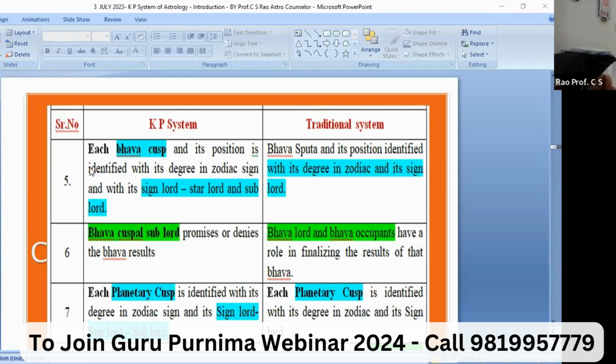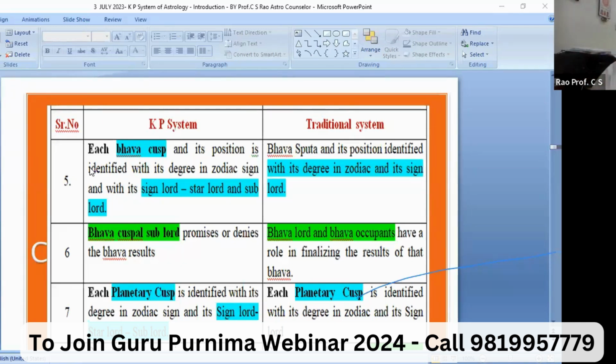So in the traditional system, we see the occupant, the Bhava Lord, Bhava Bala, Bhavat Bhava, Bhava Occupant Bala, Bhava Adipati Bala. Like that we see in the traditional system. In the KP system, we see simply the fourth Bhava Cuspal sublord connections to the houses.